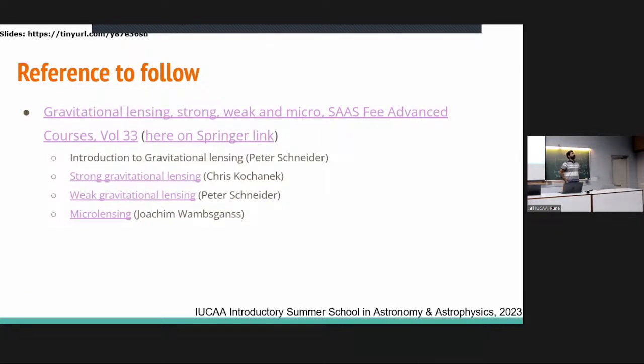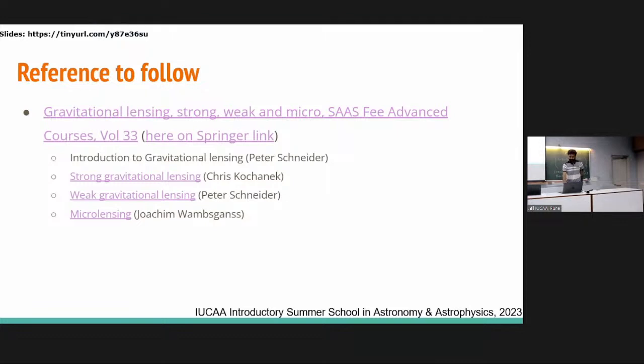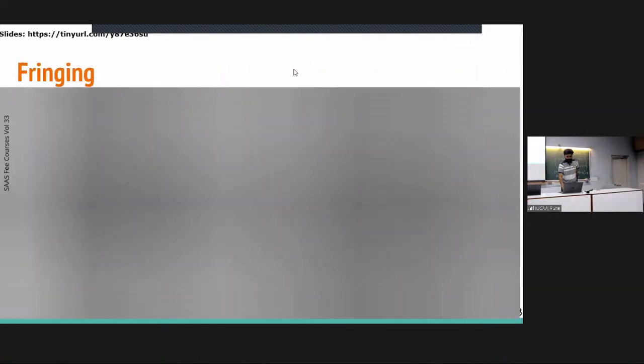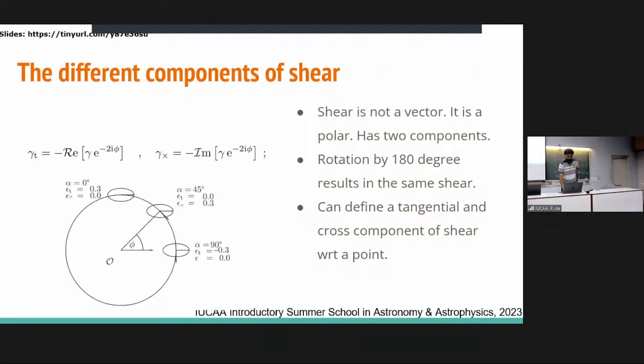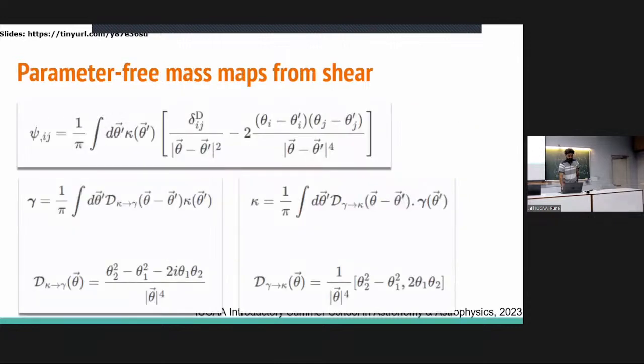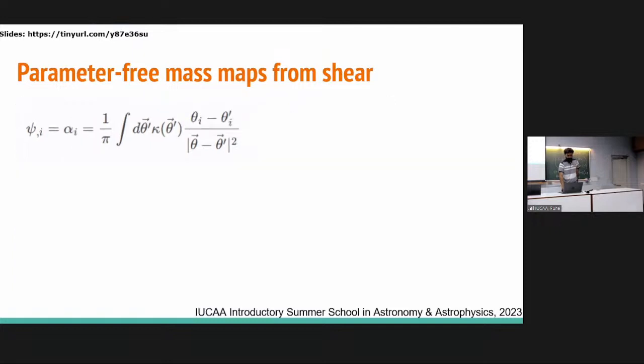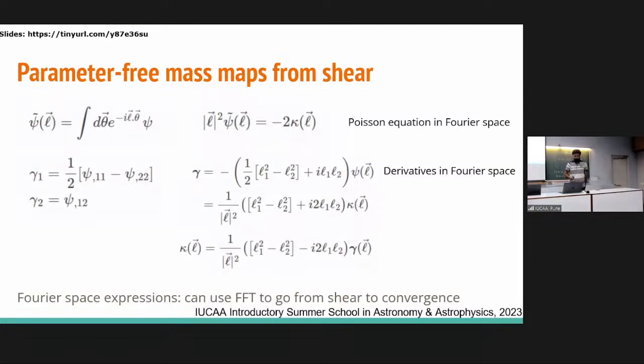So tangential shear, no, it cannot be independent of the mass model, right? Because the tangential and the cross shears, the shear itself, depends upon your mass distribution. Your lensing potential depends upon the mass distribution, and these gamma 1, gamma 2 are related to the lensing potential. So gamma 1, gamma 2 depend upon the lensing potential, and so they depend upon the mass distribution.